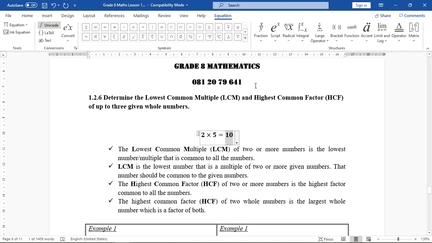Now if we are looking for the highest common factor, this is what we want to find. The highest common factor, also known as the HCF, of 2 or more numbers is the highest factor common to all the numbers. So you'll be given 2 numbers or even 3 numbers, and then you'll be asked to find the highest common factor of those numbers. In other words, the highest common factor of 2 whole numbers is the largest whole number which is a factor of both numbers. Maybe if you do an example, you'll be able to understand these two definitions.